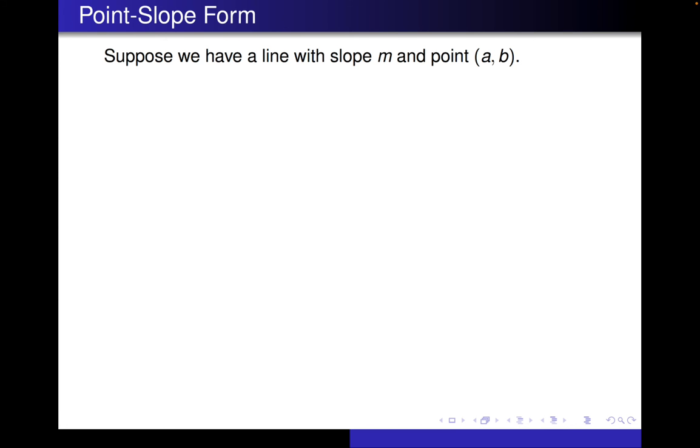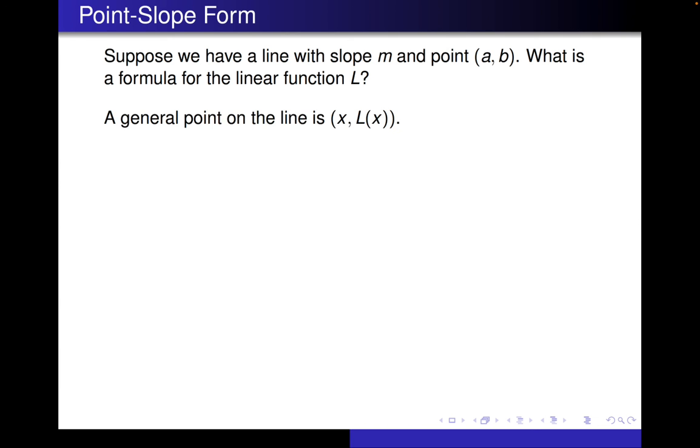All right, so right now I'm just going to summarize the techniques we've been using to find formulas for linear functions. So our general situation is we have a line, a linear function with slope m and a point (a, b) on the graph. So the question is, what is a formula for the linear function? In this case, I'll call it L.